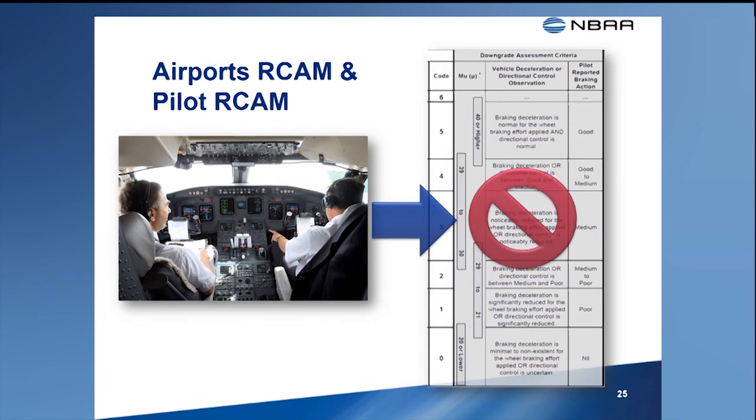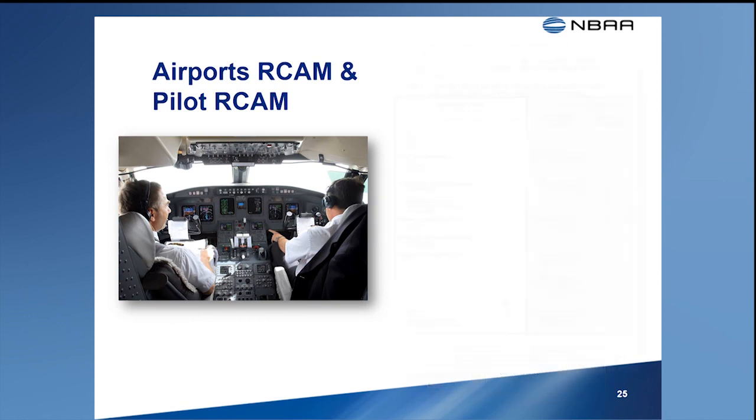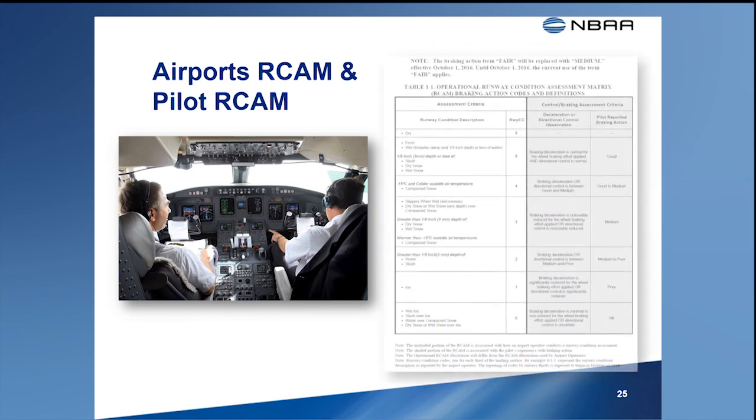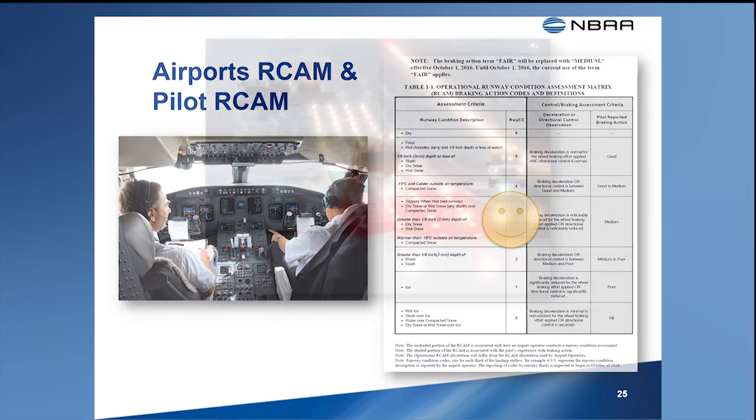Pilots shouldn't try to use the airport's version of the RCAM in reverse to determine a mu value for the reported runway conditions. Runway friction measurements don't correlate to airplane stopping performance on a contaminated runway, nor is airplane takeoff or landing performance data based on a reported runway friction measurement value. In fact, pilots shouldn't refer at all to the airport's version of the runway condition matrix. FAA has provided pilots with their own version of the matrix. We'll discuss pilot RCAMs and how to use them in a later briefing.